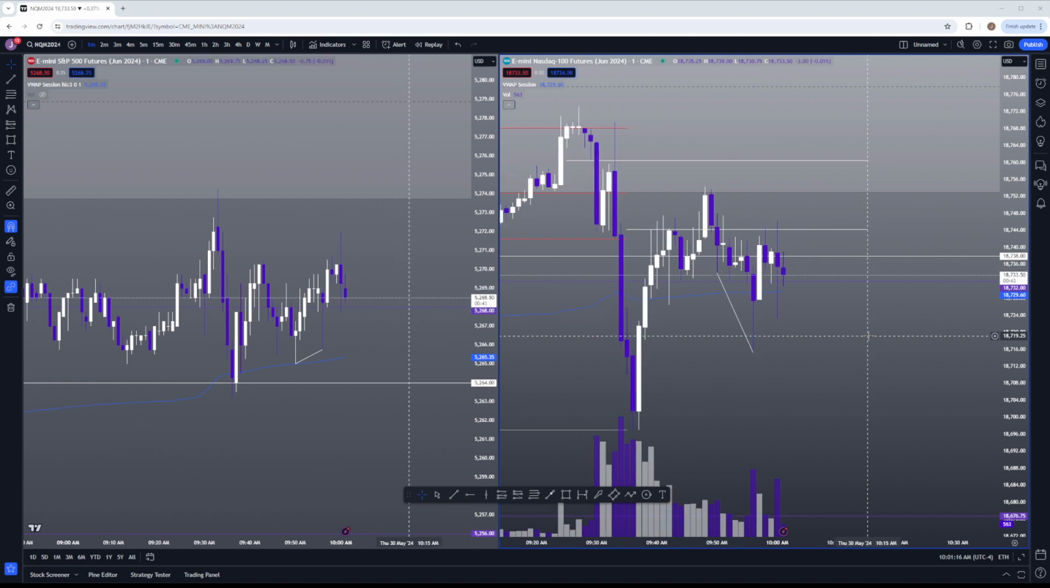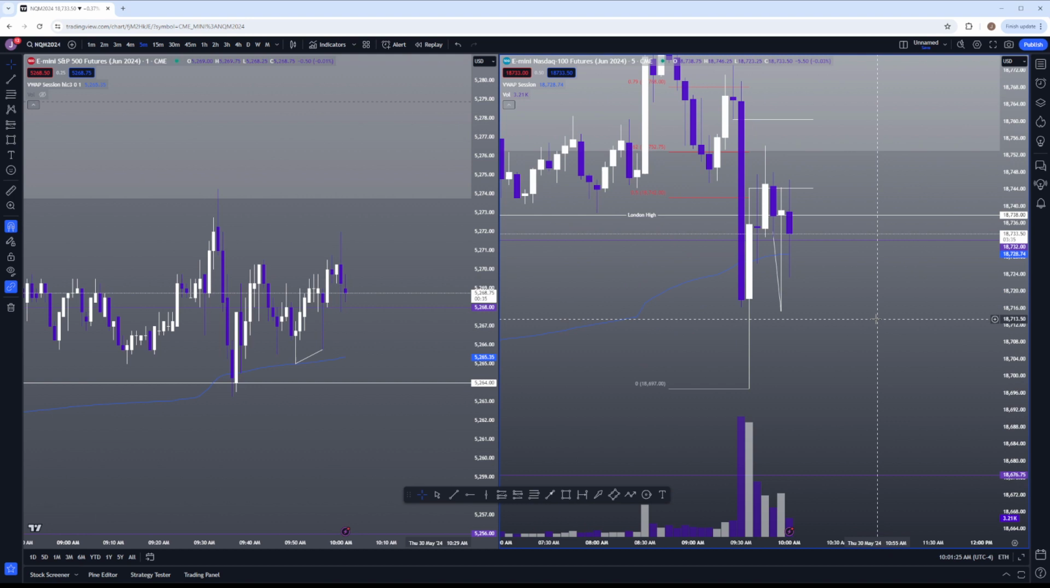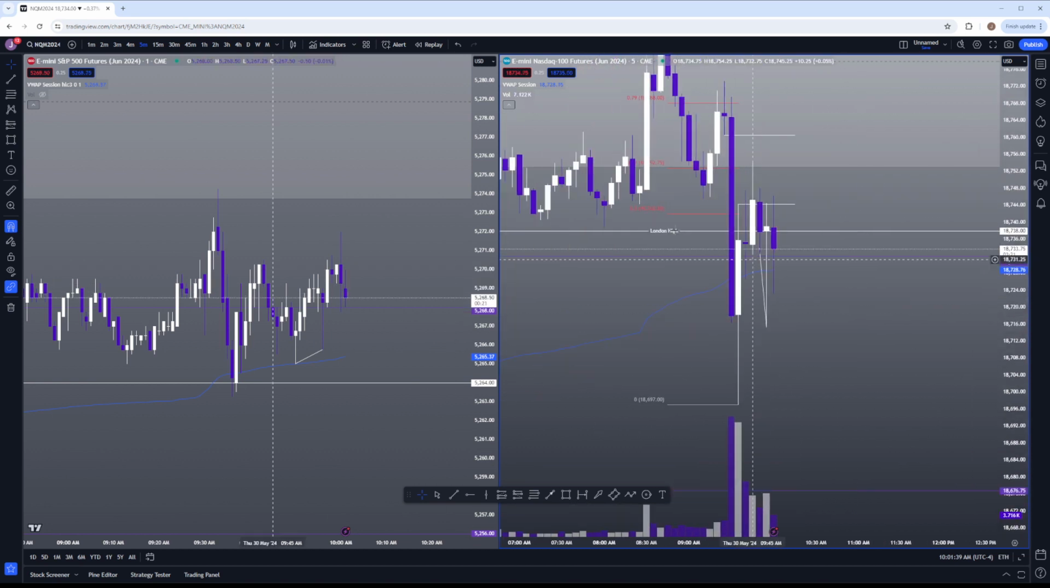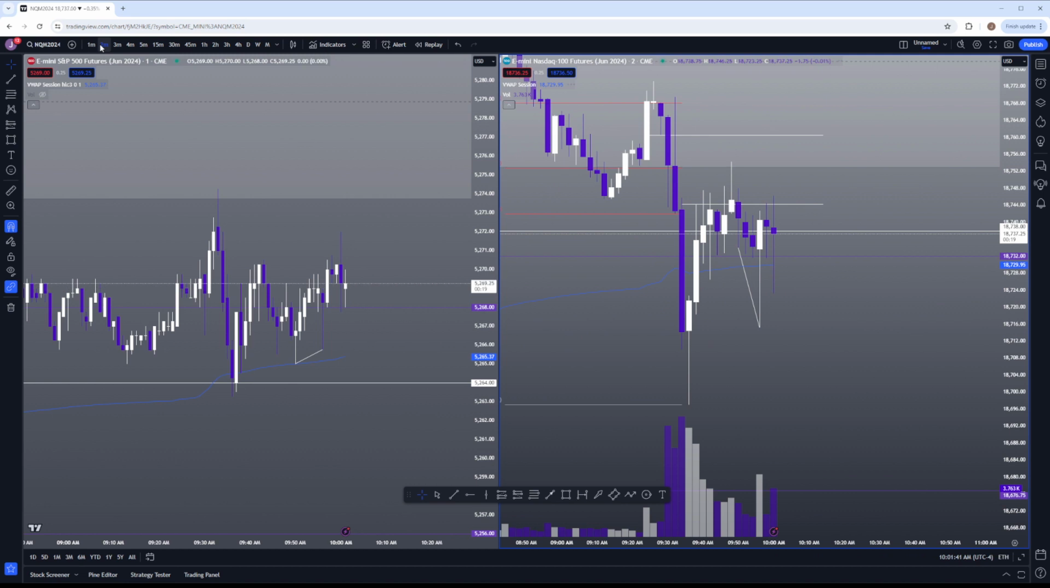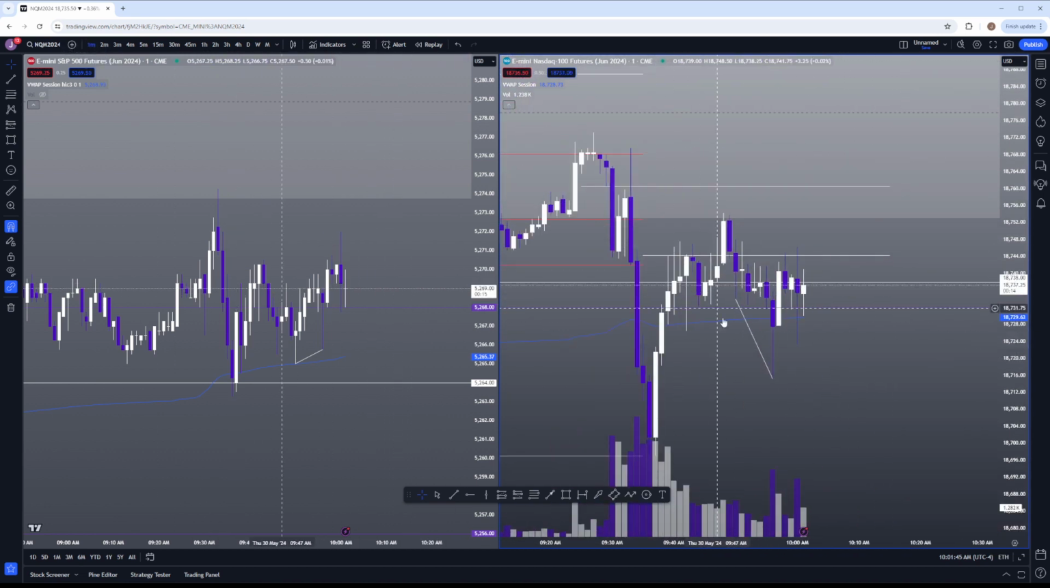Let's see, we still have not really been pushed in any direction. We're still sitting in this accumulation. I'm expecting some kind of breakout pretty soon here, though. Just want to get out of this level right here.